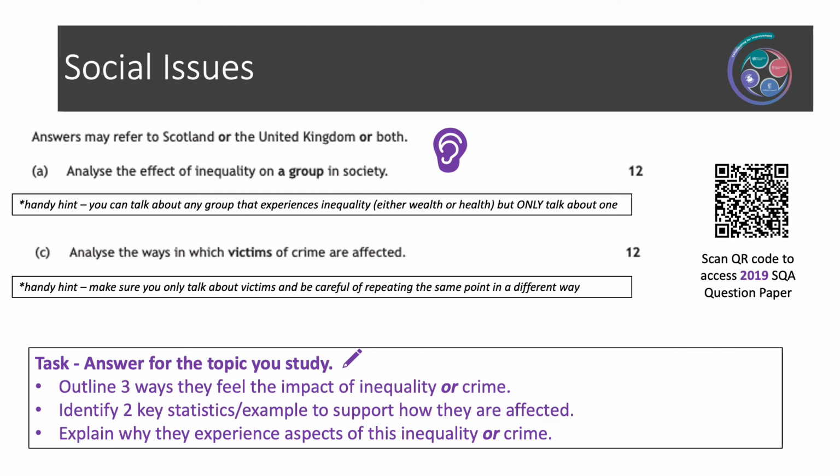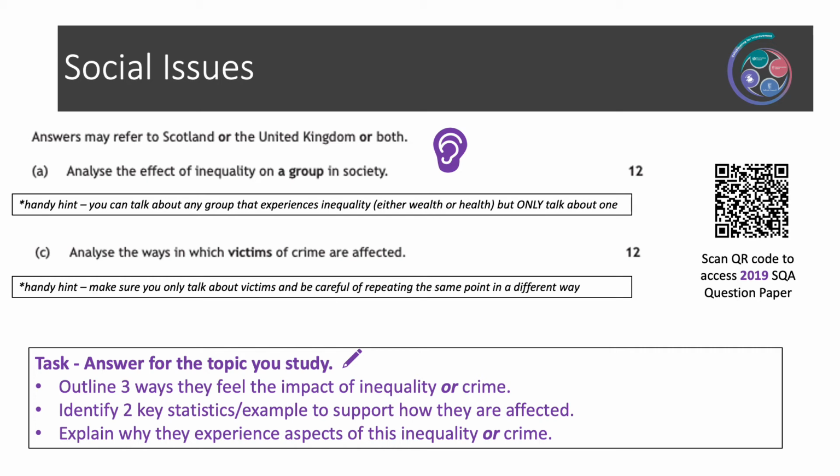Okay, social issues. So the question A is for social inequality. Question C is for crime and law. Both are very similar questions. Both are asking you to talk about the impact on one group. The group for social inequality will depend on what you have studied: women, people in poverty, ethnic minorities, elderly, children.